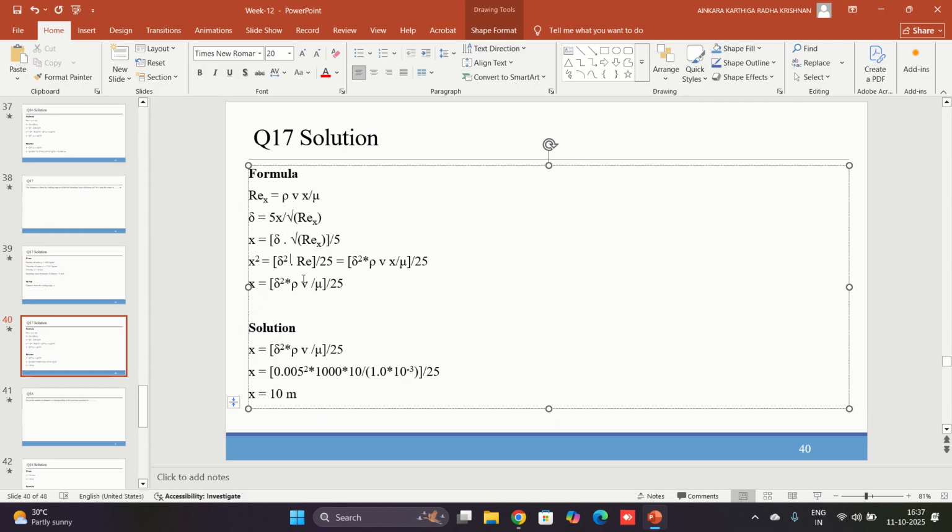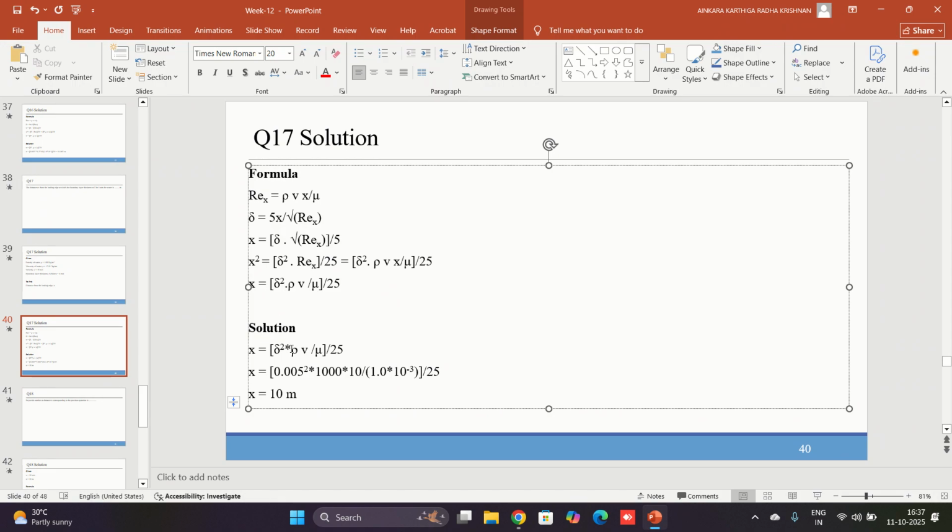So now we are taking square on both sides. x square is equal to delta square into Rex divided by 5 square, which is 25. I'm just putting a dot so that delta and delta star don't get confused. So it becomes delta square into rho v x by mu divided by 25, and x and x get cancelled. It is delta square into rho v by mu divided by 25.